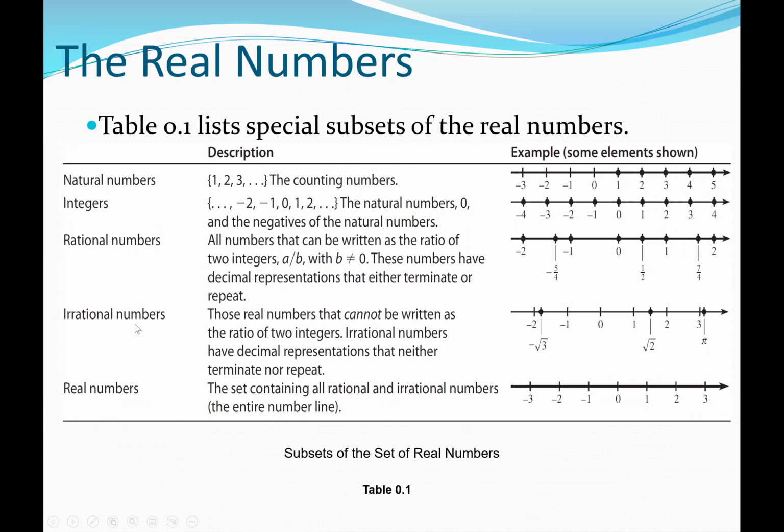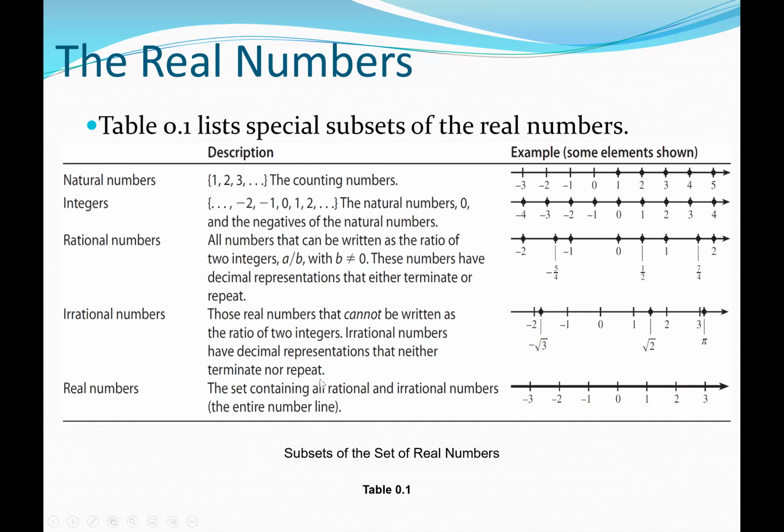Then we also have irrational numbers. Those are numbers that cannot be written as a ratio of two integers. An example is given on the line here. Irrational numbers have decimal representations that neither terminate nor repeat. Then we have real numbers. That's the set containing all the rational numbers and also the irrational numbers. So that will be the entire line.